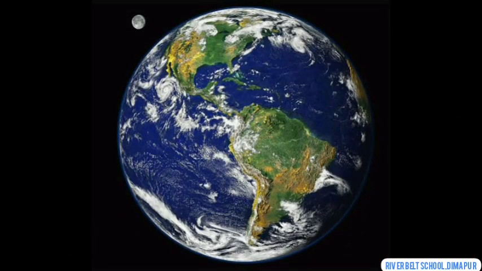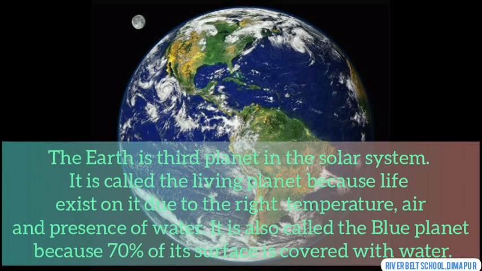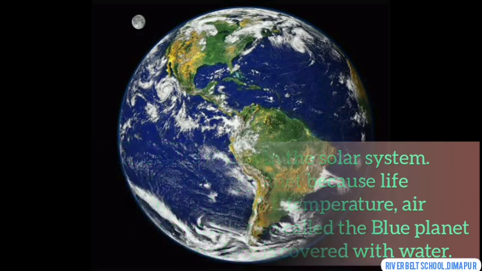Earth. The Earth is the third planet in the solar system. The Earth is called the living planet because life exists on it due to the right temperature, air, and presence of water. It is also called the blue planet because 70% of its surface is covered with water.